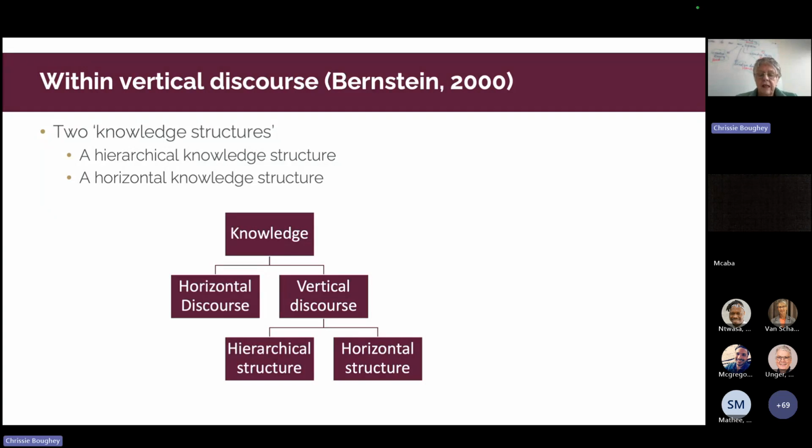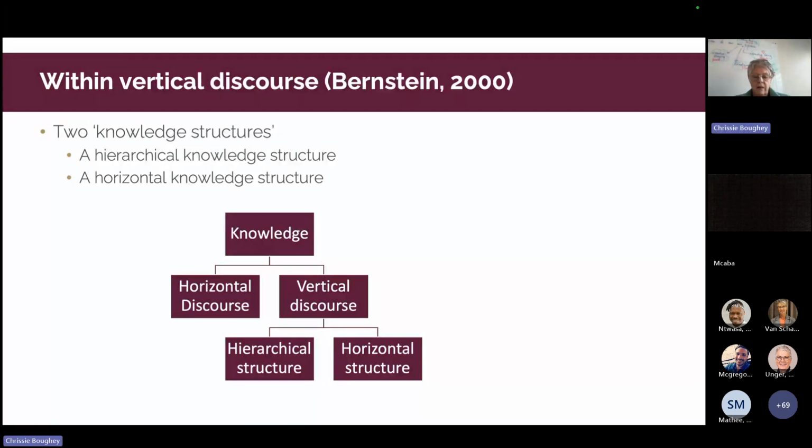So within vertical discourse, and I've got a little diagram there because it gets complicated, because of course Bernstein uses the same word horizontal to mean two different things. So there you've got knowledge at the top, divided into horizontal discourse and vertical discourse, where horizontal draws on experience, but it's not powerful because it's localized, it's context bound, and the vertical, which provides these abstract systematized accounts, which are powerful.